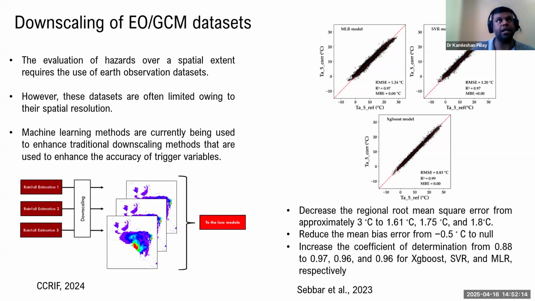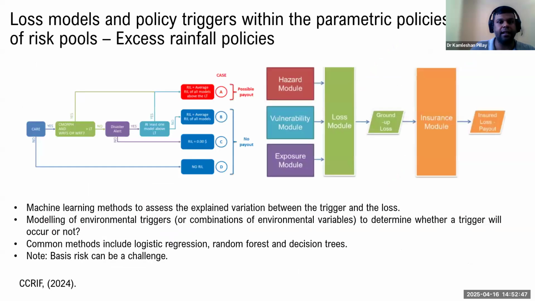thought was interesting because we know that some of the global climate models do not capture high altitude terrain very well. So it was useful that they used XGBoost and SVR, and they were able to try and get the models down to a level of error that was acceptable to an insurer. So this is another good example of where machine learning has been applied.